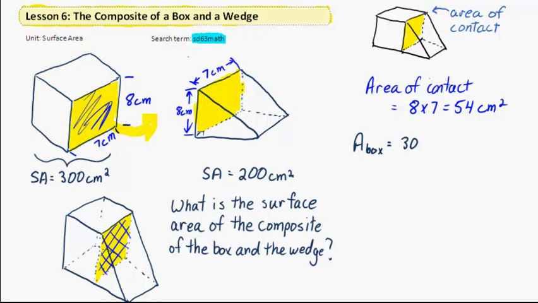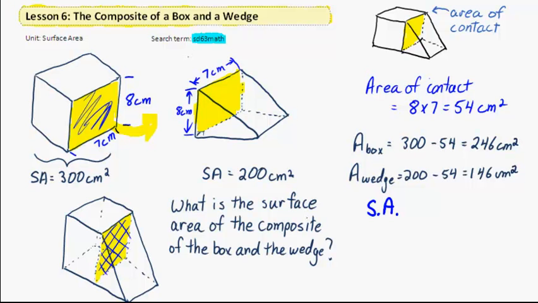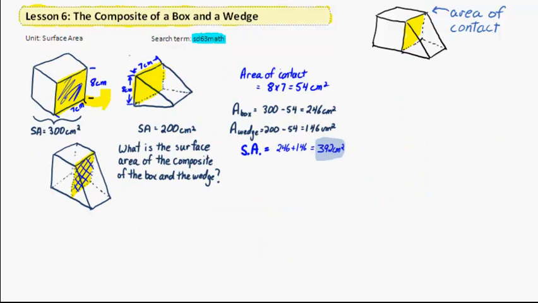Now it's lost from both objects. What I mean by that is that the box, which started at 300 centimeters squared, loses 54 centimeters squared. But the wedge, which started at 200 centimeters squared, also loses 54 centimeters squared. Both faces went missing when we glued them together. Well, they're not missing, they're inside. And the surface area of the composite, the single object that is formed, is 246 from the box and 146 from what's left of the wedge to give a new surface area of 392 centimeters squared.